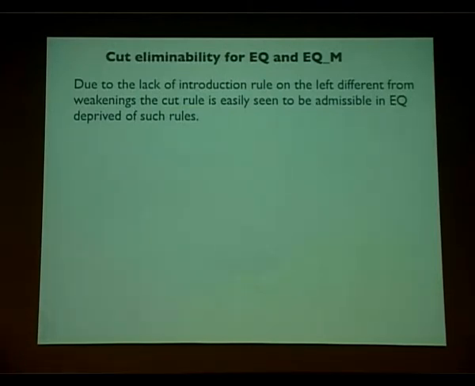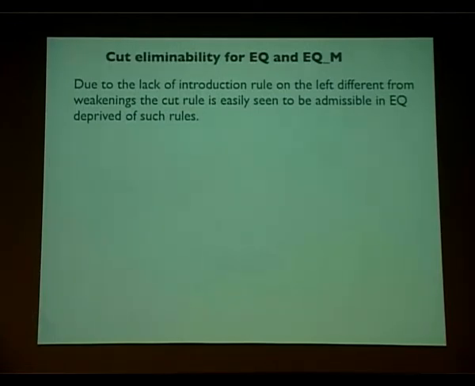And due to the lack of introduction rule on the left, different from weakening, the cut rule is easily seen to be admissible in EQ deprived of such rules. I'm taking a different route from the one in the proceedings here. There, we obtained cut elimination for the monic system and then went back to the natural deduction system. But it is much more effective to go the other way around because this is really easy. Not having this introduction rule on the left makes contraction and cuts very easily eliminable.